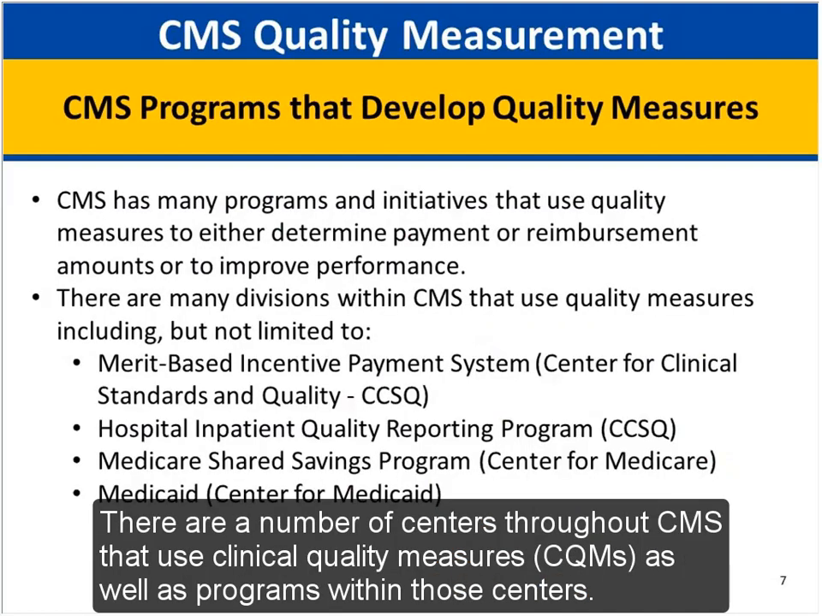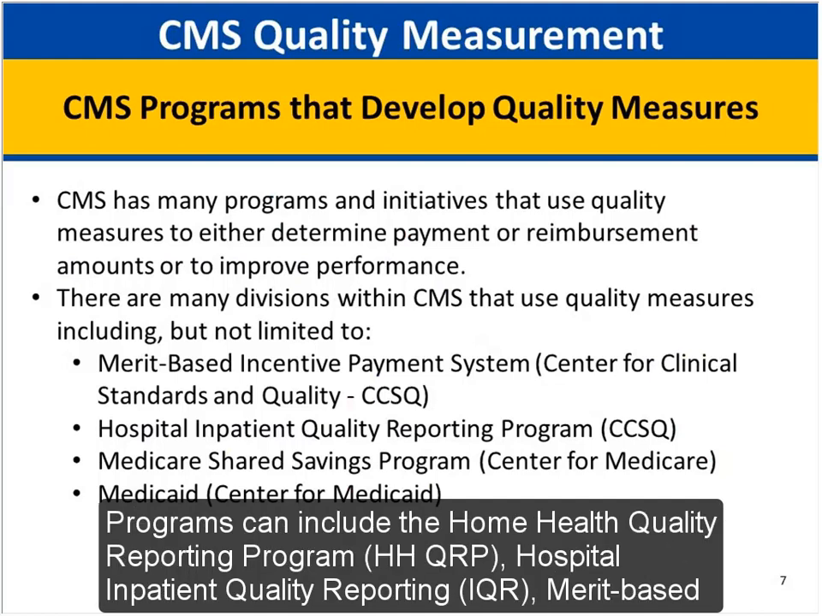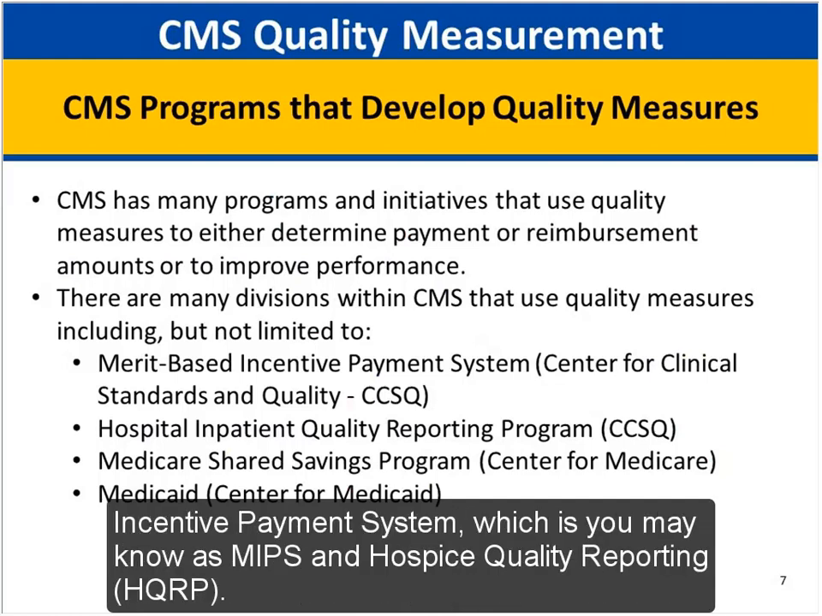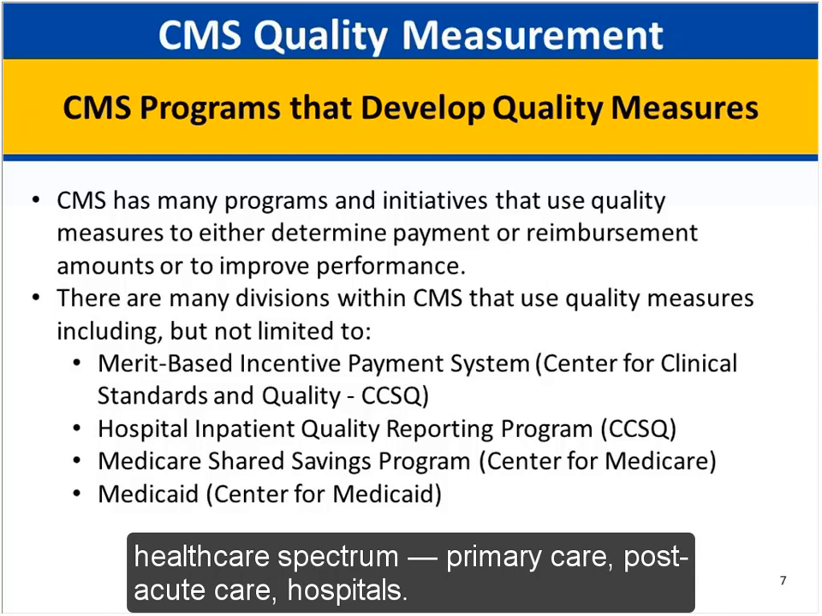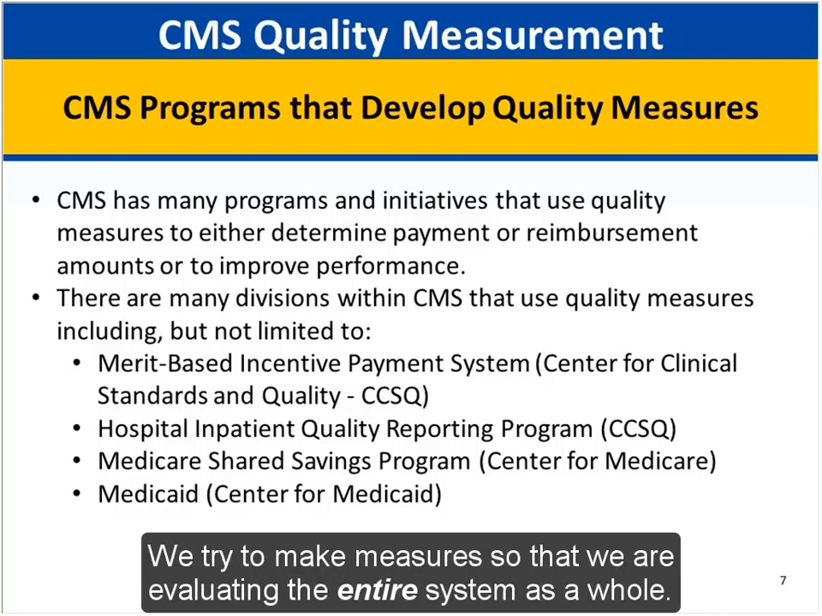There are a number of centers throughout CMS that use clinical quality measures, as well as programs within those centers. Programs can include the Home Health Quality Reporting Program, Hospital Inpatient Quality Reporting, the Merit-Based Incentive Payment System, which you may know as MIPS, and Hospice Quality Reporting. The takeaway message is that measures are used across the entire healthcare spectrum: primary care, post-acute care, hospitals. We try to make measures so that we are evaluating the entire system as a whole.